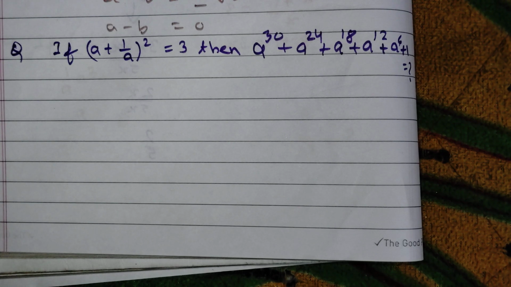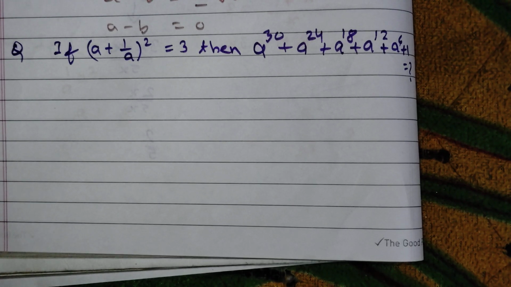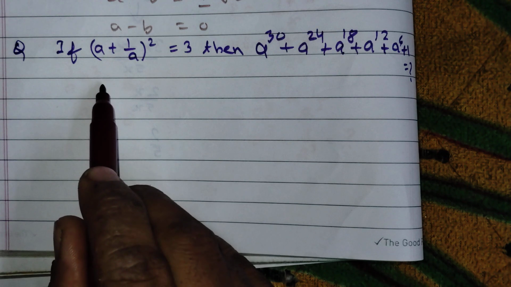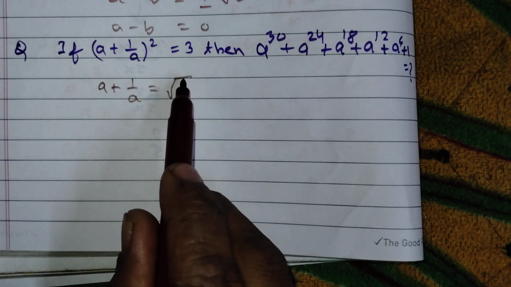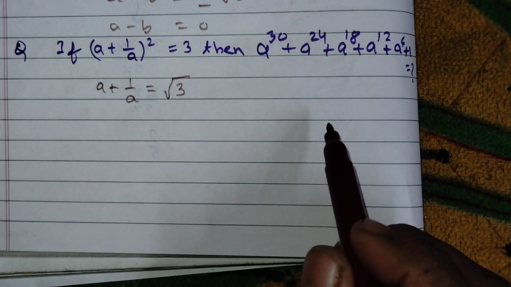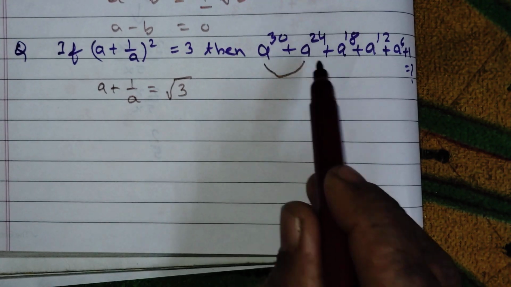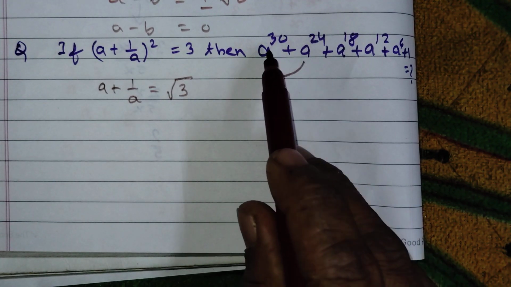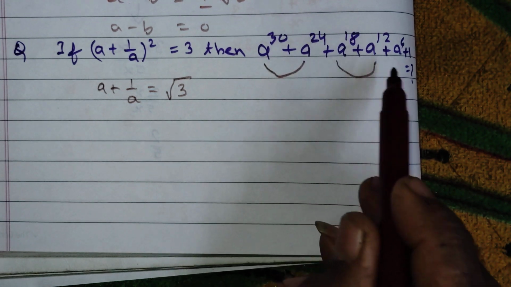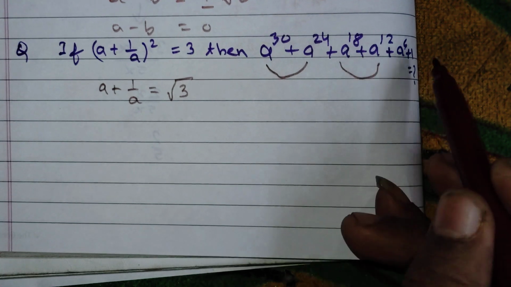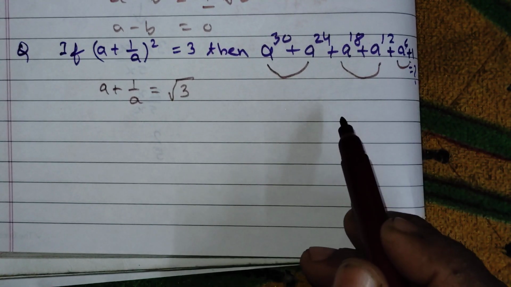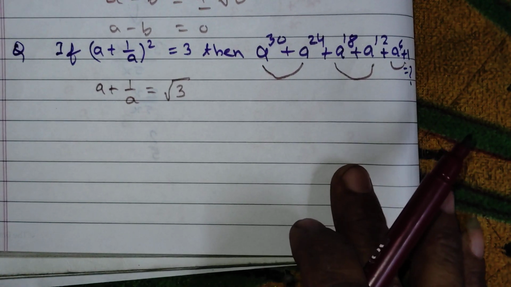In this question there is given a plus 1 upon a square equal to 3. It means taking square root on both sides, we get a plus 1 upon a equal to square root 3. Now there is a group, where the power is lessening by 6 in every term: a30, a24, a18, a12, a6, a1. There are 3 groups we are making.